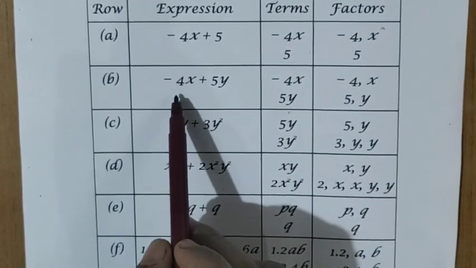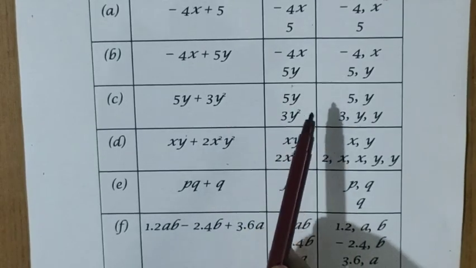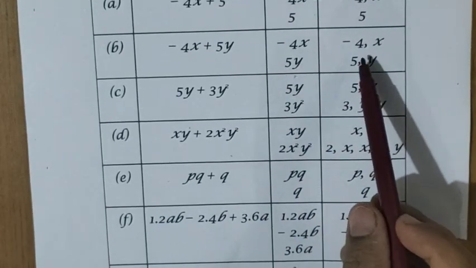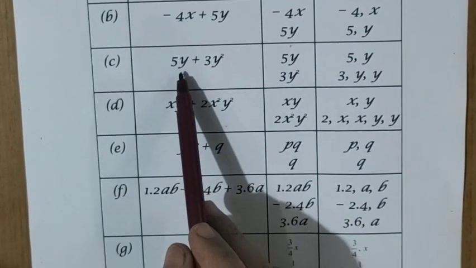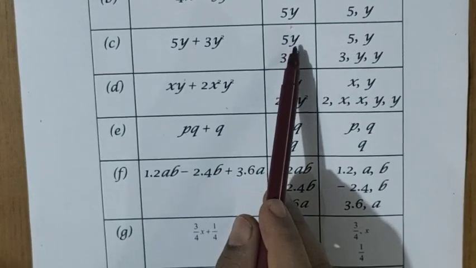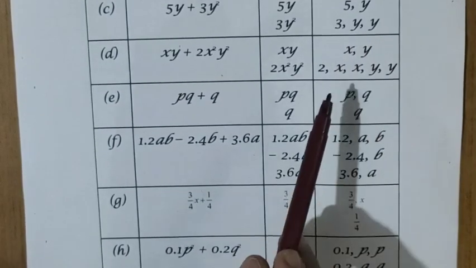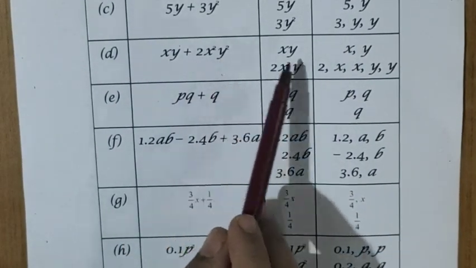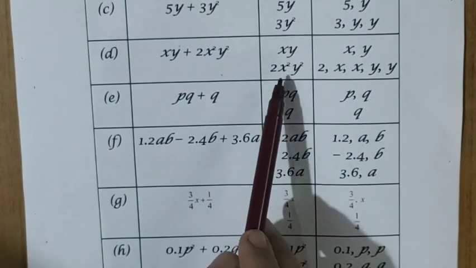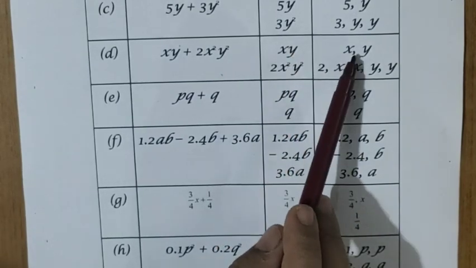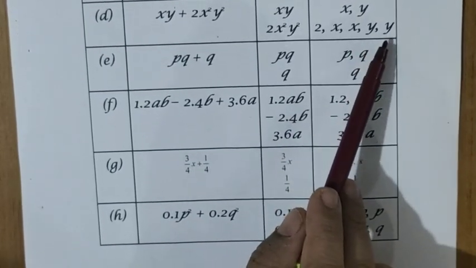What is the second question? Minus 4x plus 5y. Minus 4x is the first term, 5y is the second term, one below the other we will write. Minus 4x, what is the factor? Minus 4 comma x. 5y, what is the factor? 5 into y. Similarly the third question, 5y plus 3y square. The terms are 5y and 3y square. Factors: 5 comma y, and 3y comma y. Similarly xy plus 2x square y square. Sorry, xy is the first term, 2x square y square is the second term, and for xy the factors are x comma y. For 2x square y square it is 2 comma x comma x comma y comma y.